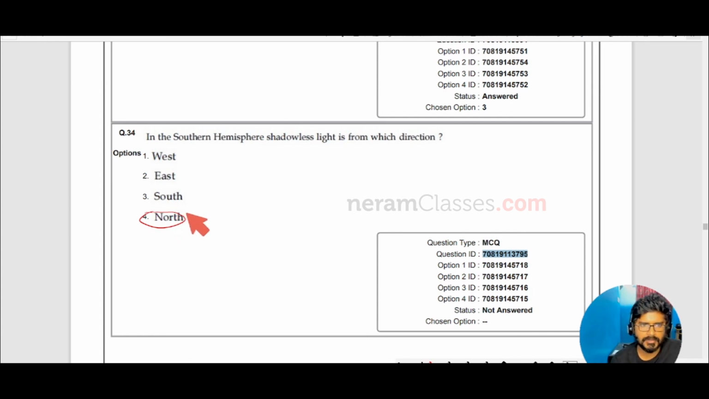So we have clear light in the north direction, but in the southern hemisphere, it's exactly opposite. Whatever is there in the northern hemisphere will be exactly opposite. If it is winter in the northern hemisphere, then it will be summer in the southern hemisphere. So everything will be opposite. So for this question, the shadowless light is available in the south direction for the southern hemisphere, because only in the north and equator we have the clear light from the north direction. Option 3 is the right answer.